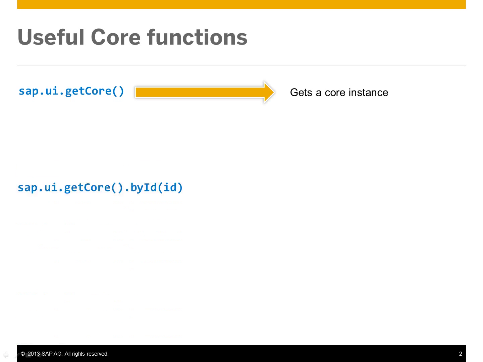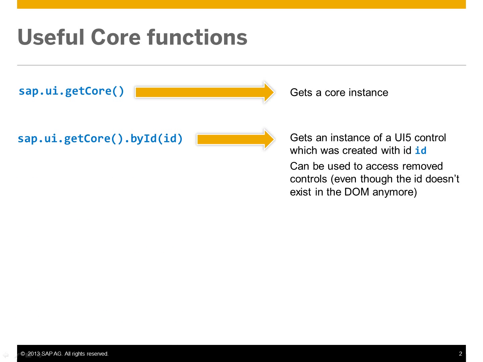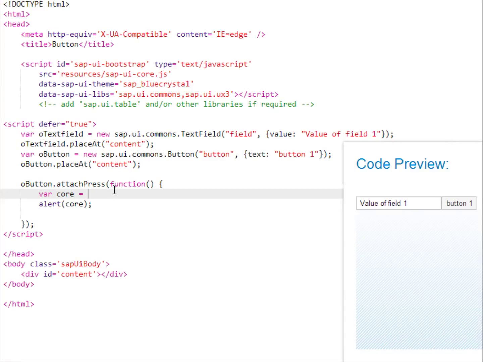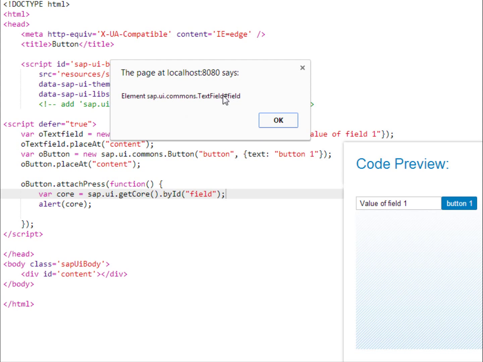There's also a byId function that will get us a handle to a control based on its ID, even if it's been removed from the DOM. So in this example, we're going to call the getCore function and attach byId and reference the ID, which is named field. When we click the button, it should return to us the text field.